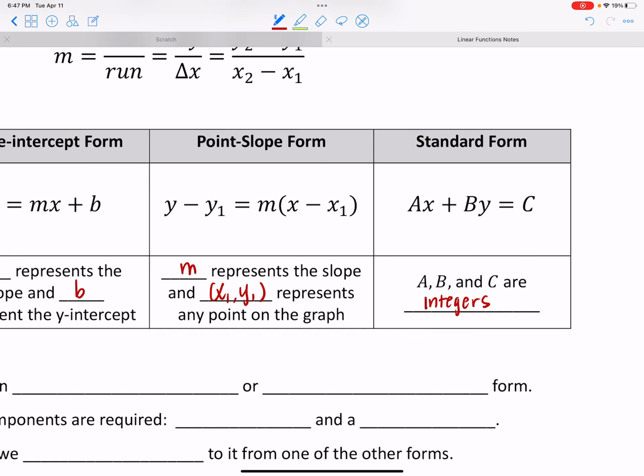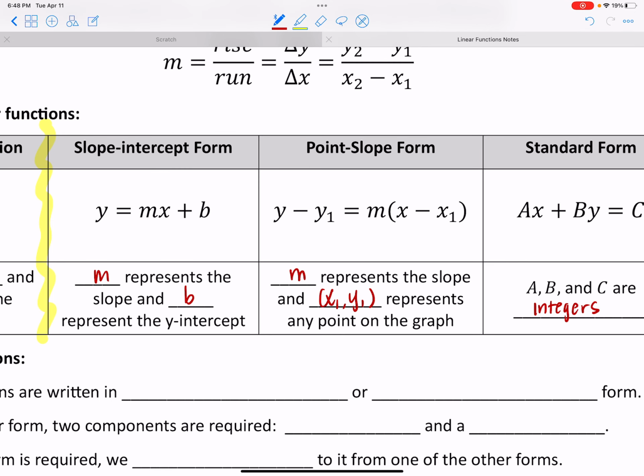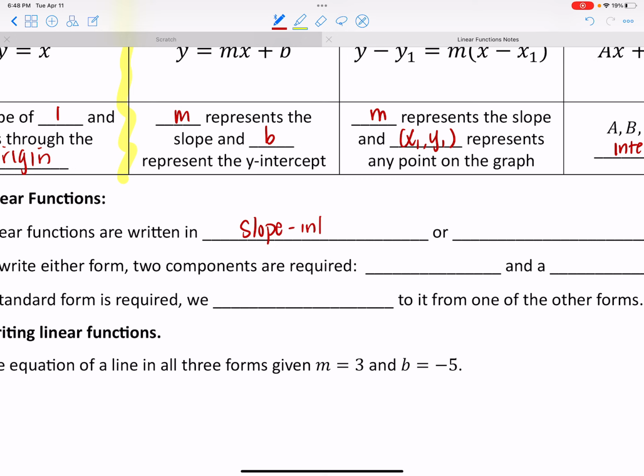Okay? And all forms are useful in their own ways. I don't know the word, sorry, I lost the word there, but our focus is going to be on writing linear functions, so we're really going to be using the middle two, slope-intercept and point-slope form to do that. So again, linear functions are written in either slope-intercept form or point-slope form. Those are the two forms, the two formulas we will use to write linear functions.